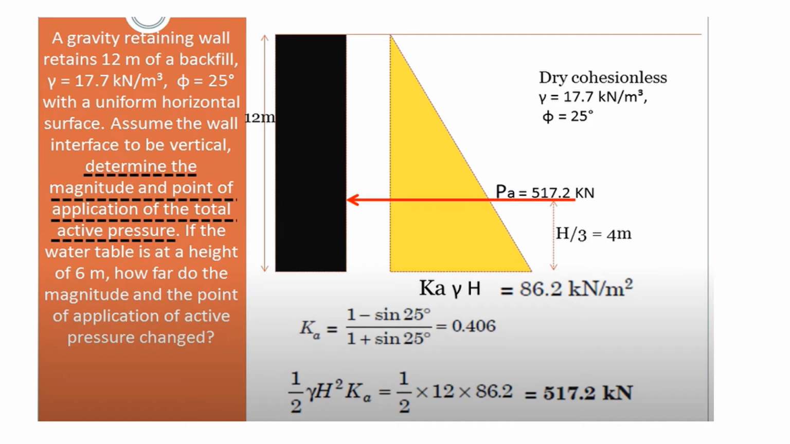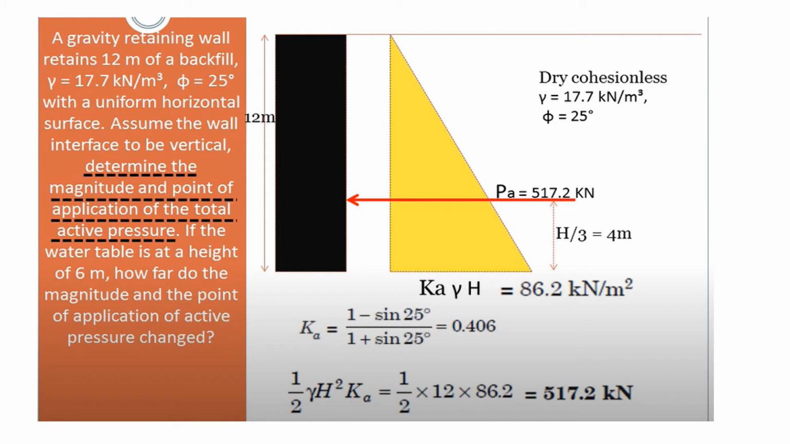And in the first case, you have to find out the active force when the water table is not present. So you just have to first draw the pressure distribution diagram for the corresponding active pressure, and the base of the triangle value will be given by Ka into gamma into H, where gamma is the bulk unit weight, since there is no water table present, which is 17.7 kilonewton per meter cube, and H is the height of the retaining wall. Substituting these values, we will be getting the active earth pressure, which is given by 86.2 kilonewton per meter square.